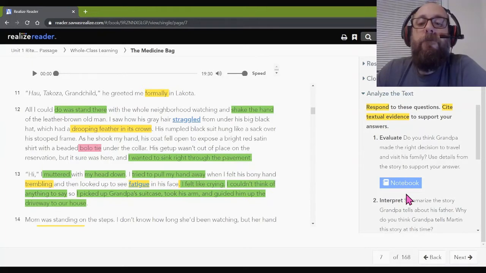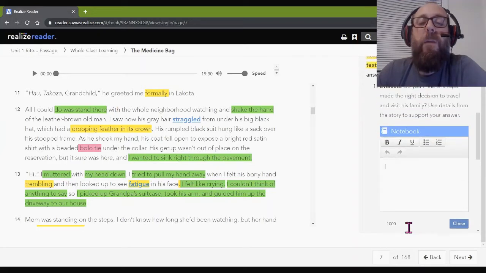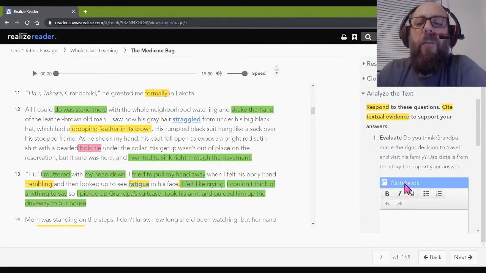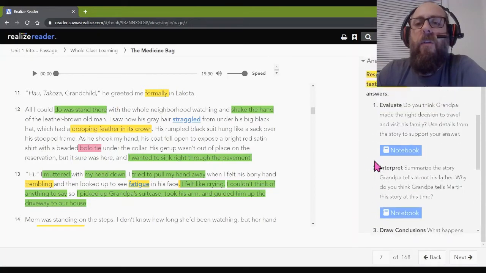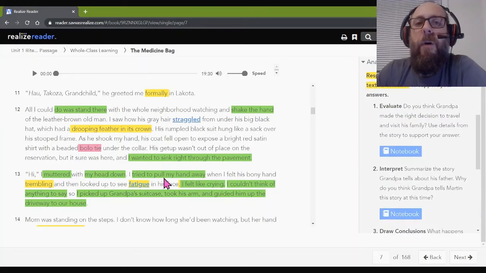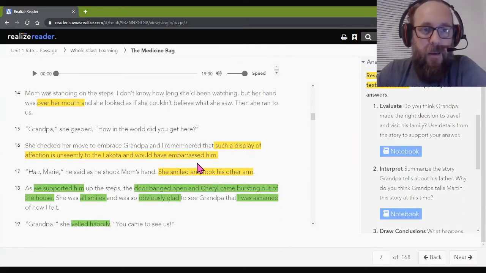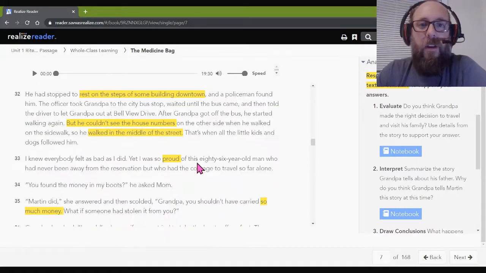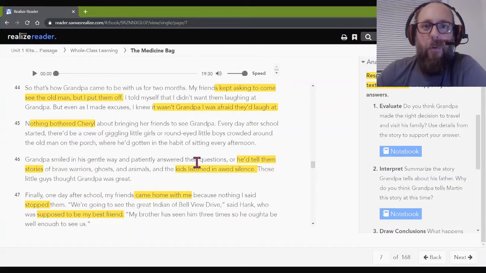What do you think? Did he make the right decision? I mean, why is this a question anyway? If we really think about the text, Grandpa came to pass the medicine bag on, right? Yes? So he's trying to carry on a family tradition. Is that important? Yeah, that's important.